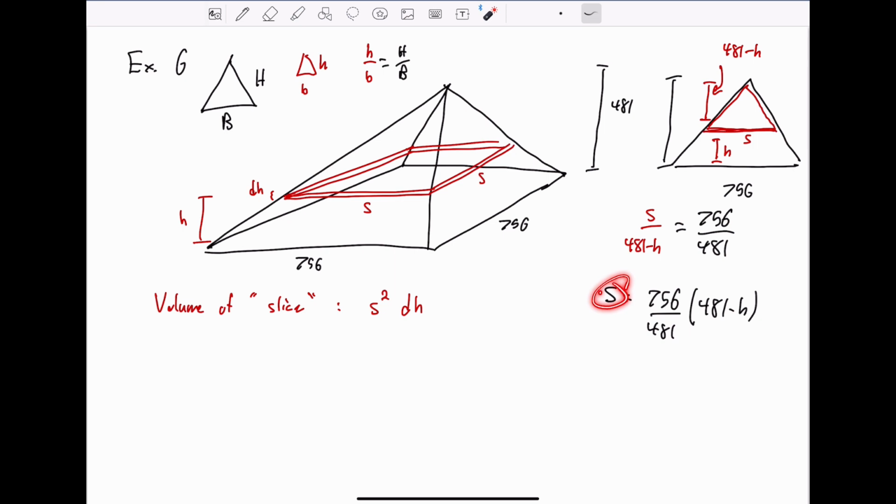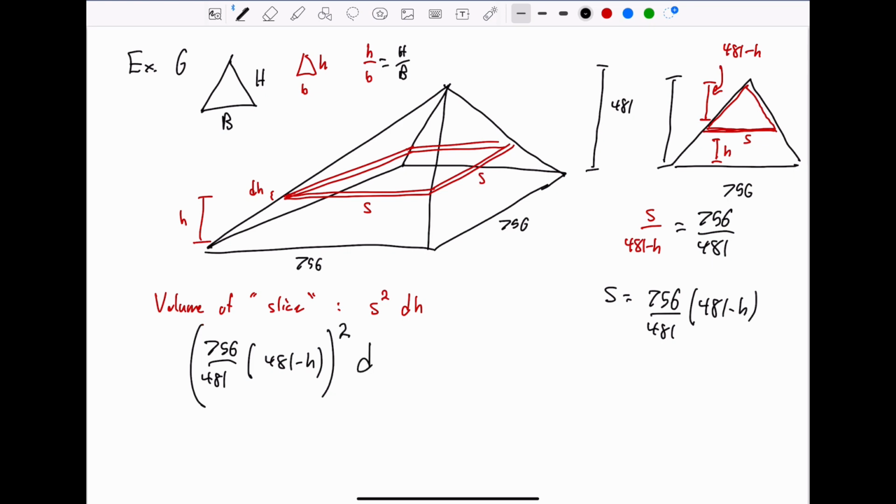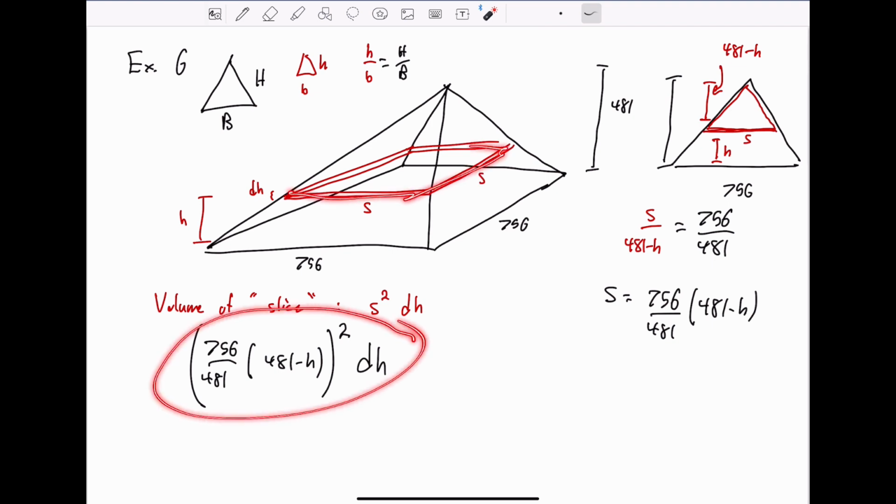So I can use this expression for S, plug it in here to this expression for the volume of a slice, and then I will have a volume all in terms of H. So in terms of H, the volume of the slice would be 756 divided by 481 times 481 minus H. This is S, just written in terms of H. We want to square that, and we still have the dH. This is the key. This is the volume of the representative solid within this pyramid, the volume of the representative slice. So how do we find the total volume?